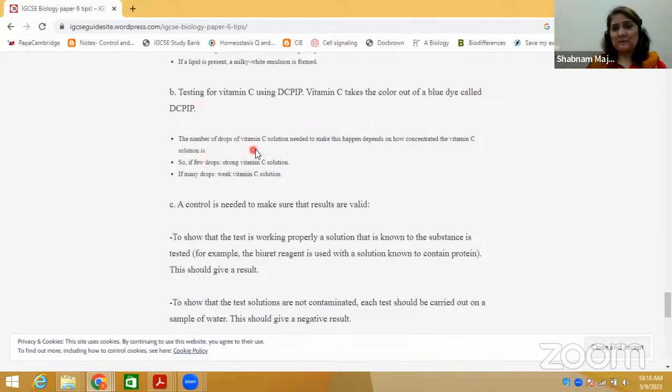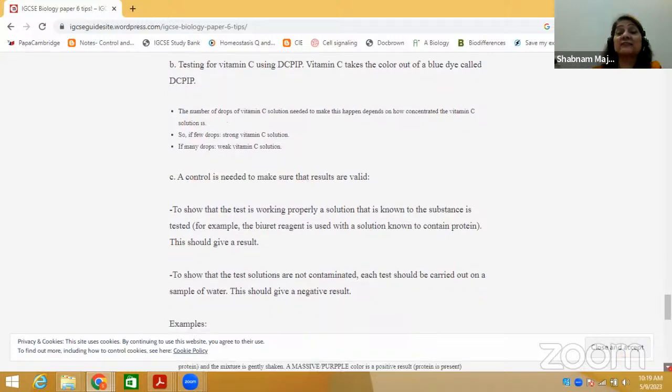The number of drops of vitamin C solution needed to make this happen depends on how concentrated the vitamin C solution is, as I already told you. So if a few drops of strong vitamin C solution, you need to put a few drops and it will give you a color change. It becomes colorless. If many drops are needed, it means the vitamin C is a weak solution. It's a dilute solution.